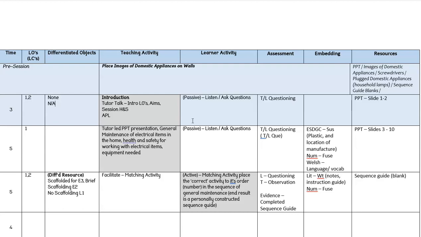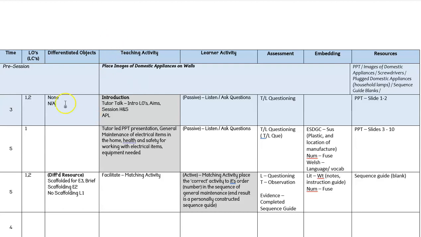Okay, so the learner activity, a lot of session plans will have this teaching learner activity at this stage. Because it's tutor talking, the learners are passive, they're listening and they can ask questions. How will we assess that? Well, T and L, I use T for tutor, L for learner. Questioning. So at the end of that little section, we should be assessing whether or not they understand the learning objectives, session health and safety, aims, etc.